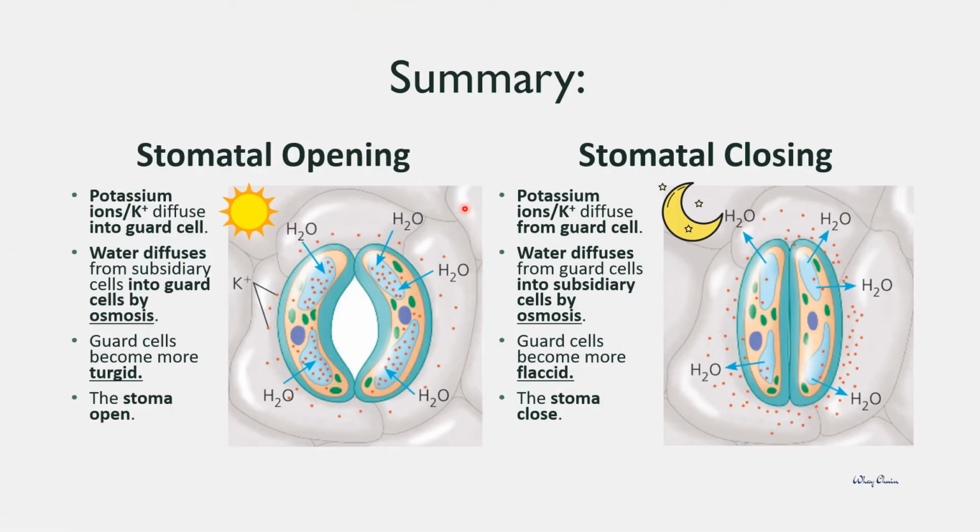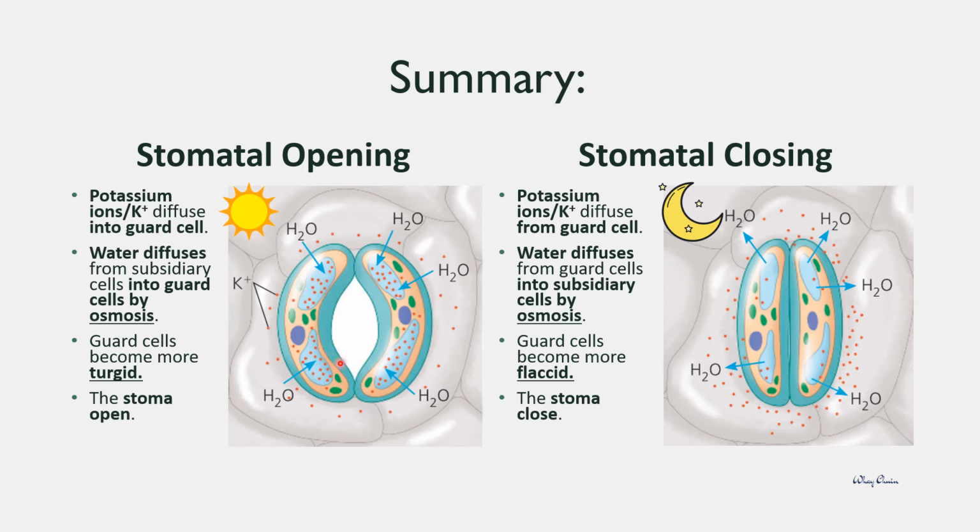So the stomatal activity can be related to the potassium ion. During daytime, the potassium ions will diffuse into the guard cell, and this will decrease the water potential in the guard cell and cause water molecules to diffuse into the guard cell by osmosis. And this will increase the turgor pressure in the guard cell and make the guard cell become turgid. So when the guard cell becomes turgid, it will bow outward and open the stoma.